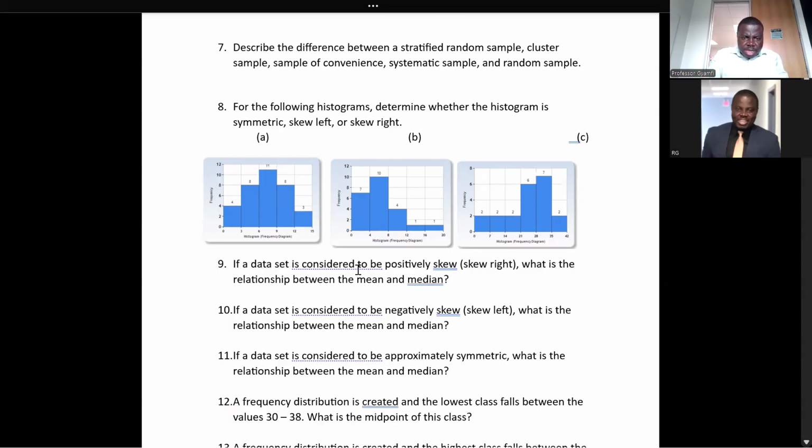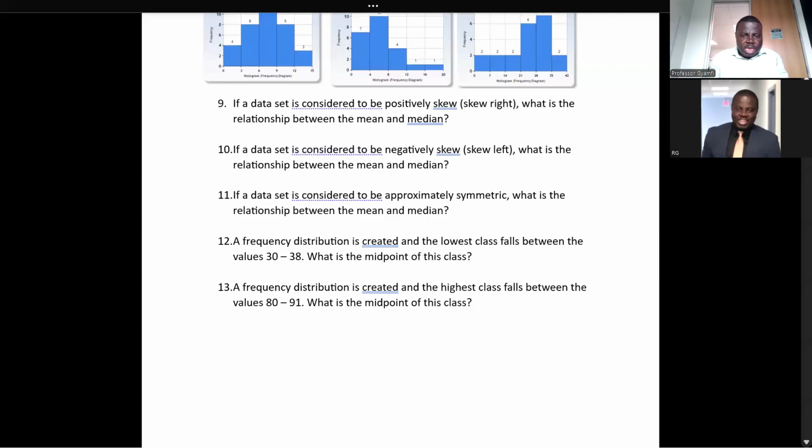Now, for number 9, it says, if a data set is considered to be positively skewed or right skewed, what is the relationship between the mean and the median? So for a right skewed distribution, the mean is larger than the median. And I think we touched on these things in class. For number 10, if a data set is negatively skewed or left skewed, what is the relationship between the mean and the median? Again, here, the mean is less than the median. What about 11 when it's symmetric? The mean and the median are going to be equal.